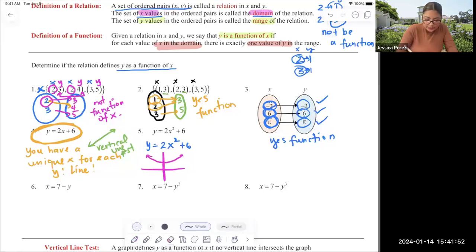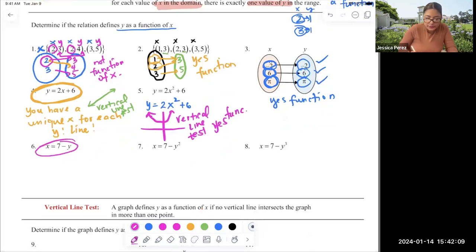So at 6, then this is also going to pass the vertical line test. So this is yes, a function. Now, what about this one? If we solve for y, we can just bring the y over. So we get y equals 7 minus x. This is also a line. So this passes the vertical line test, meaning that if you go vertically, it only touches once. So this is a function.